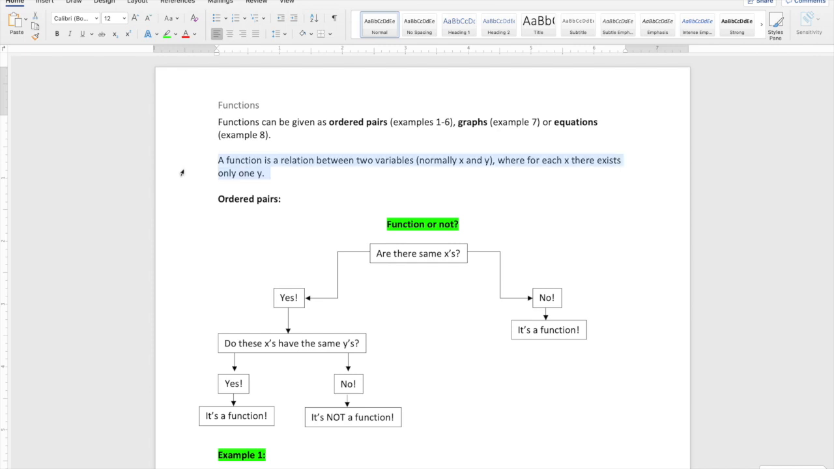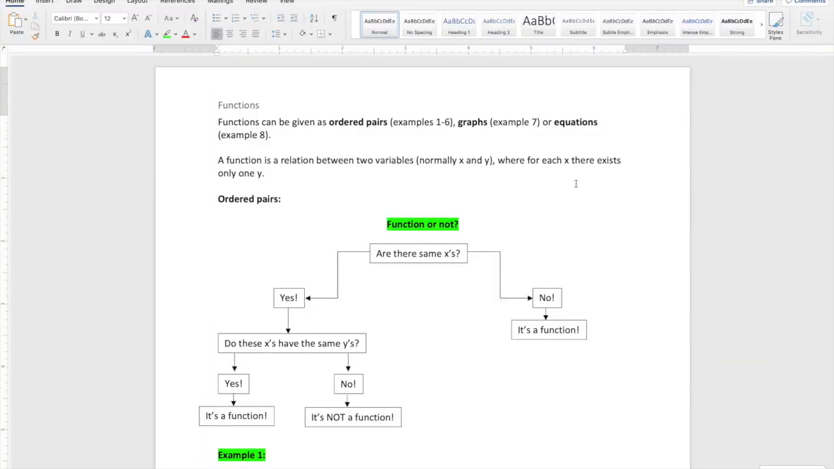A function is a relation between two variables, normally x and y. They don't have to be x and y, but those are most commonly used, where for each x there exists only one y. It's very important to remember that each and every x inside of a relation, for that relation to be a function, should only have one unique y associated with that x.